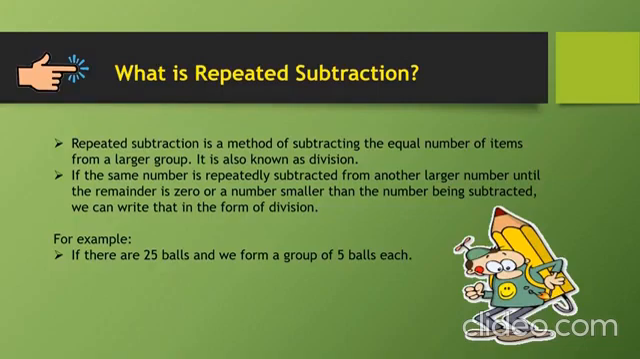It's also known as division, so repeated subtraction or division. If the same number is repeatedly subtracted from another large number until the remainder is zero, or a number smaller than the number being subtracted, we can write that in form of division. For example, if there are 25 balls, and we form a group of 5 balls each. So we form many groups, and inside each group we put 5 balls.